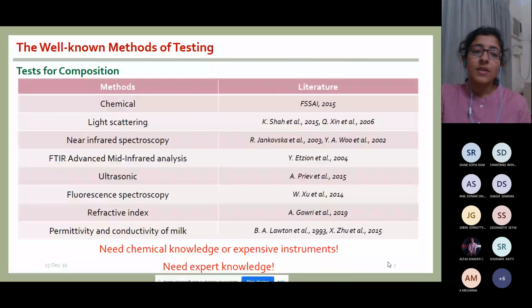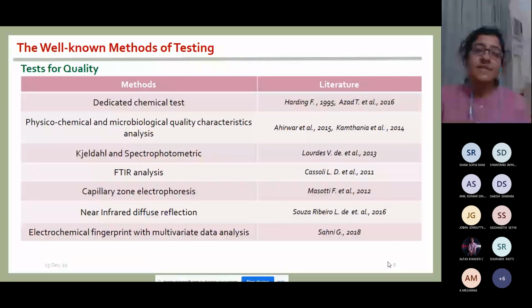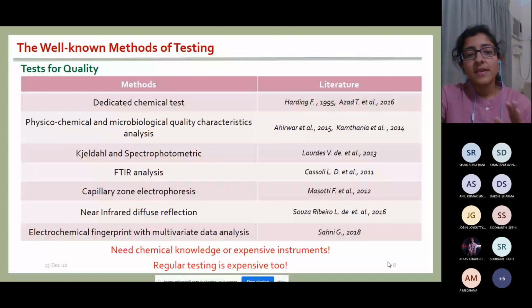Then again, we looked at what research exists for tests for quality. Quality means whether adulterants are mixed or not. For that, different methods are there in research papers. But again, the problem is that they are basically chemical related and need expensive instruments.